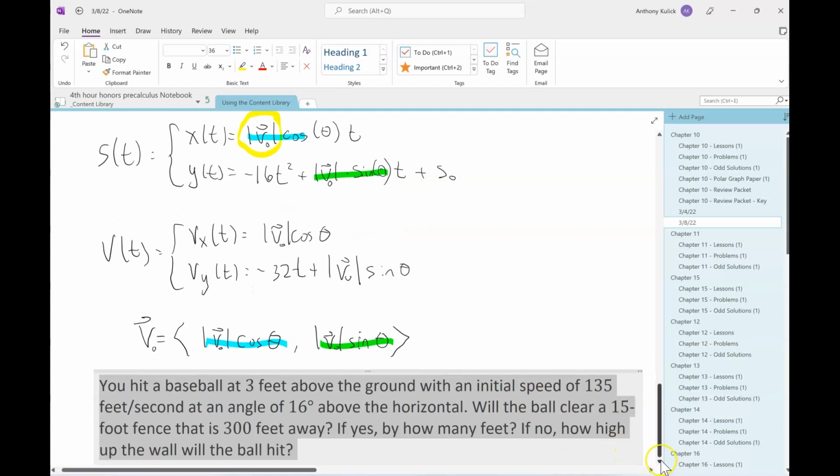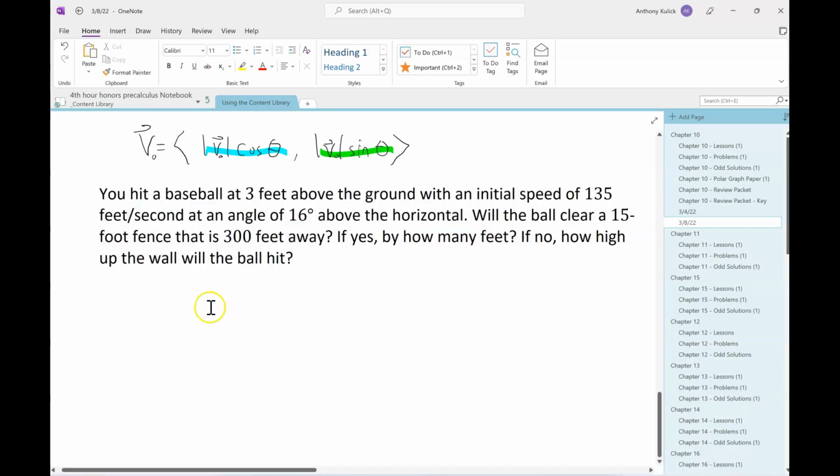All right, my baseball fans in the room. You hit a baseball 3 feet above the ground with an initial speed of 135 feet per second at an angle of 16 degrees above the horizontal. Will the ball clear a 15-foot fence that's 300 feet away? If yes, by how many feet? If no, how high up the wall will the ball hit?